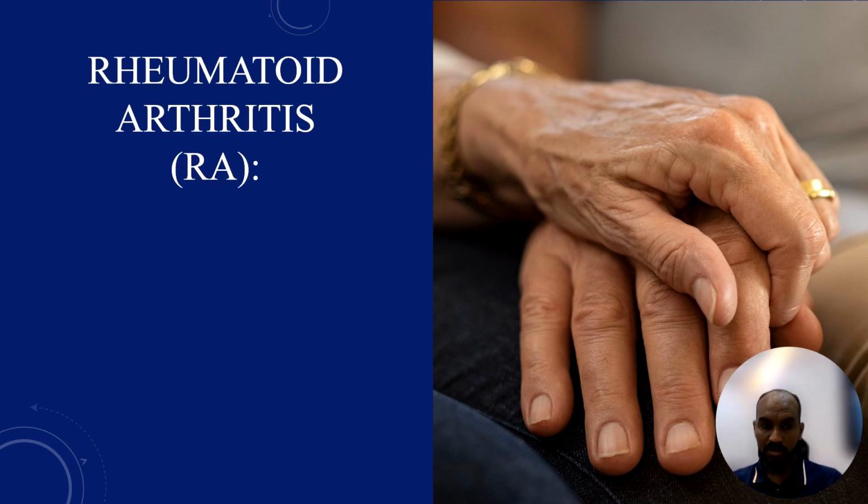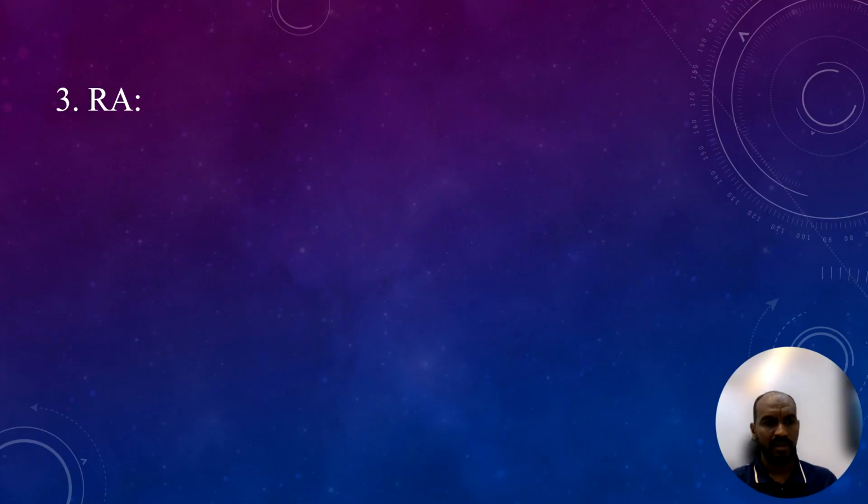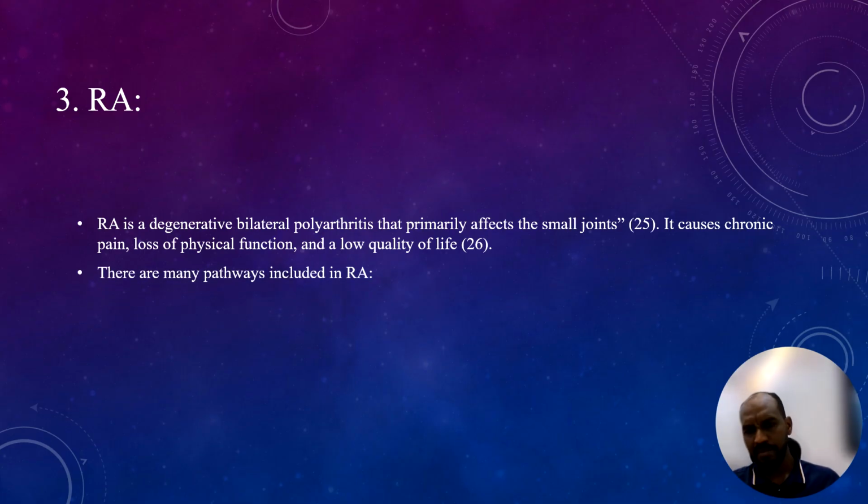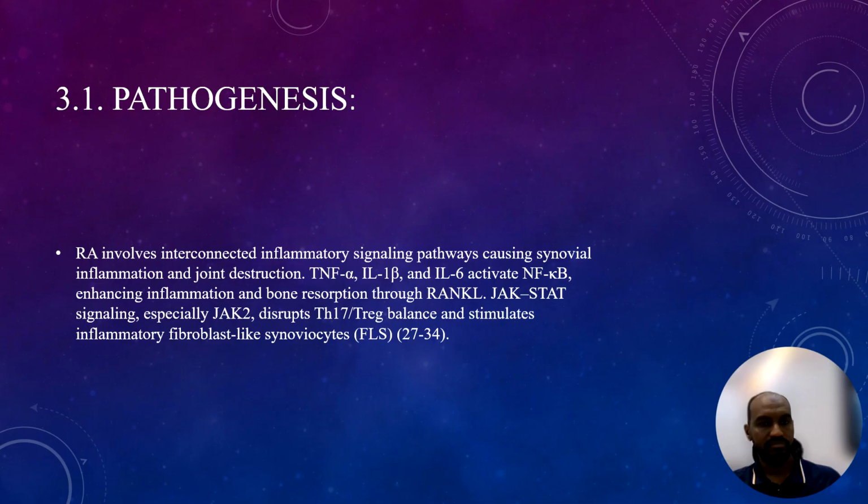Now I'm going to talk about rheumatoid arthritis. Rheumatoid arthritis is a degenerative bilateral polyarthritis that particularly affects the small joints. It causes chronic pain, loss of physical function, and low quality of life. There are many pathways involved in rheumatoid arthritis. First, the pathogenicity.